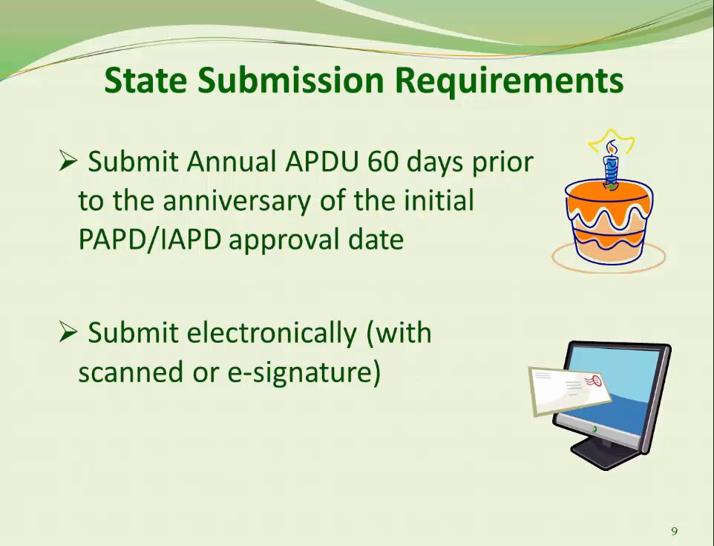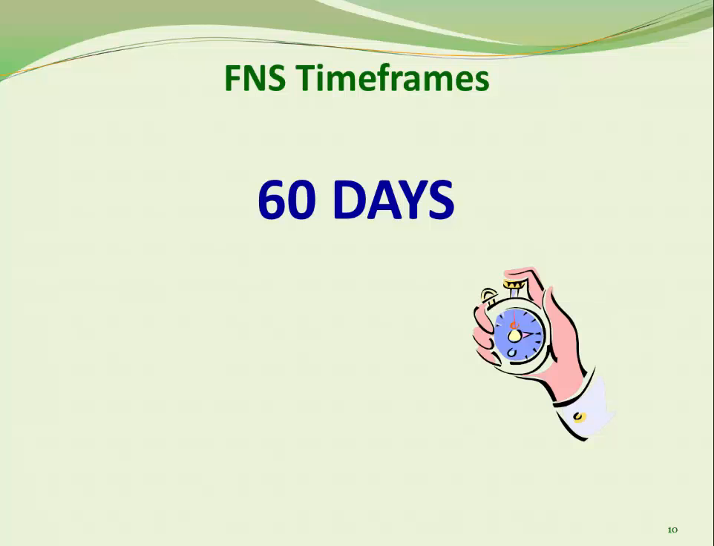When you prepare your update, it is very helpful to us if you either keep the same format as you used in the original APD or make specific references to the original document in your update. Once the update is received, the FNS timeframe for reviewing APDUs is 60 days, so please plan your project timeframes accordingly.